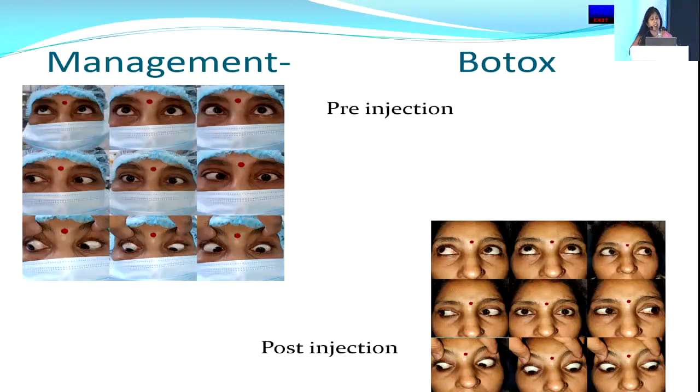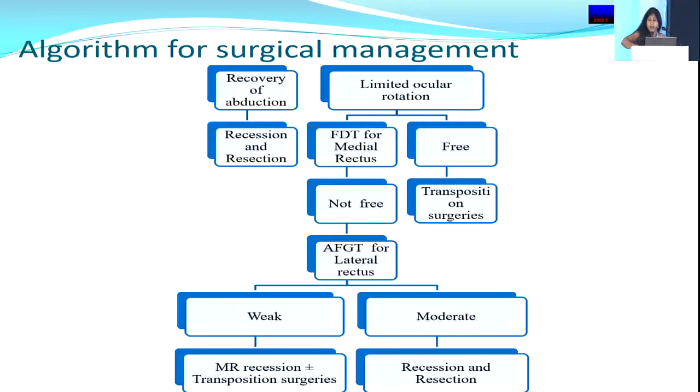Here is a case of sixth nerve palsy where you can see that the left eye had poor abduction, and after giving the Botox, you can see the improvement; the patient is very well aligned there. So if your Botox fails, what are your options? There is a whole range of surgeries you can do, as contrary to the third nerve, where you have very limited surgeries.